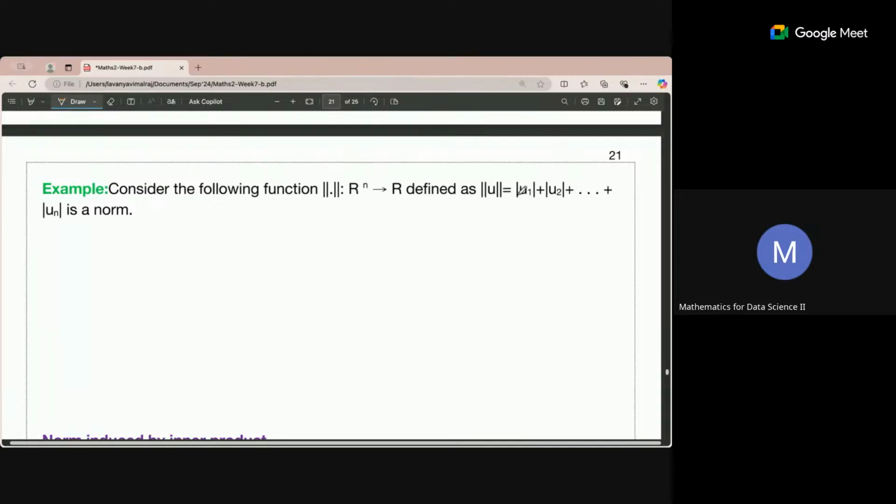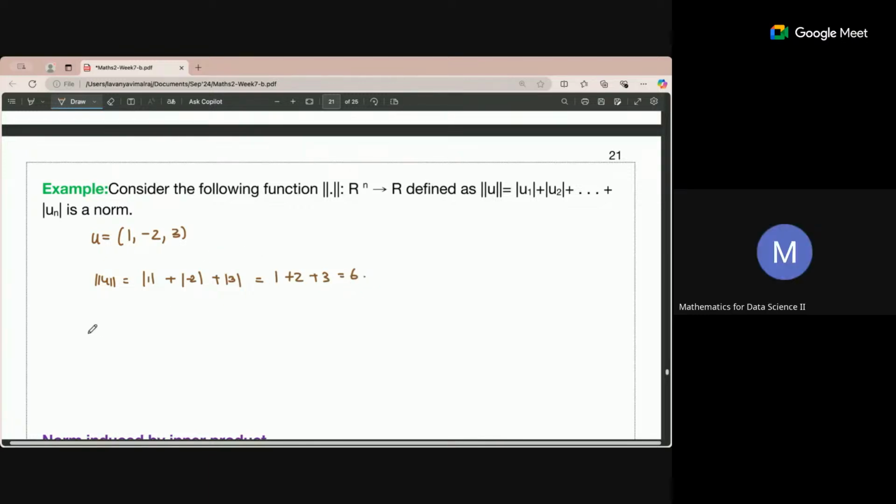Fine. And here is an example of another norm. Sometimes this is also called the one norm. So here norm u is mod u1 plus mod u2 plus etc. mod un. For example, if your u is (1, -2, 3), according to this norm, what is norm u? Mod 1 plus mod minus 2 plus mod 3. What is the answer? 1 plus 2 plus 3. The answer is 6.